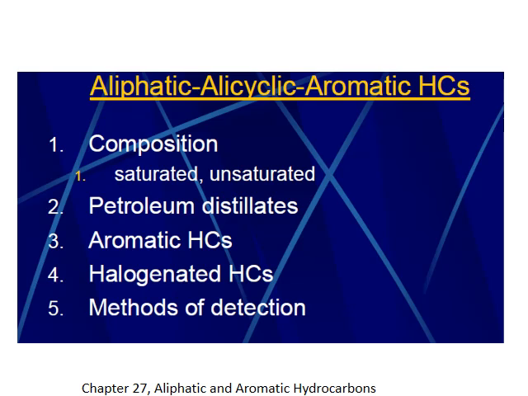This is an outline of the topics we'll discuss today. We'll begin by talking about the composition of hydrocarbons of the various types. We'll discuss petroleum and its distillates. We'll discuss aromatic and halogenated hydrocarbons. And we'll have a very brief discussion of various methods of detection of hydrocarbons.